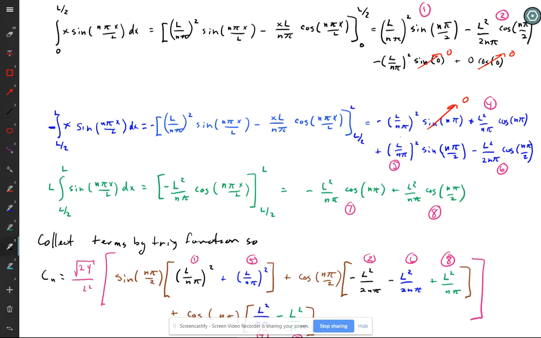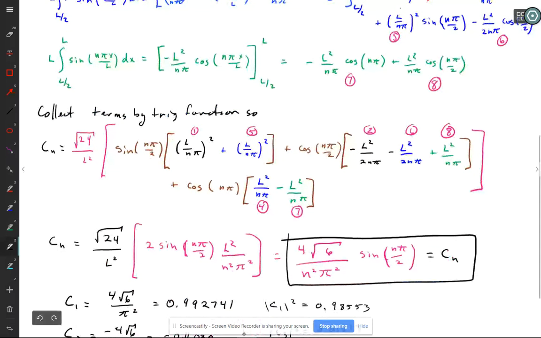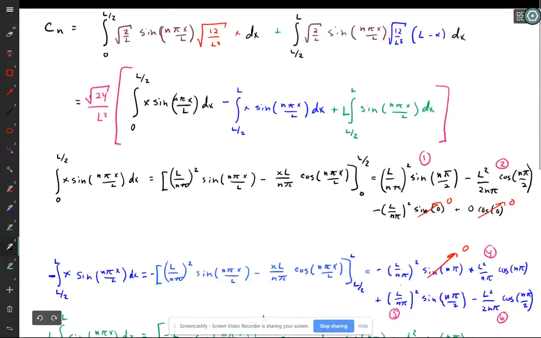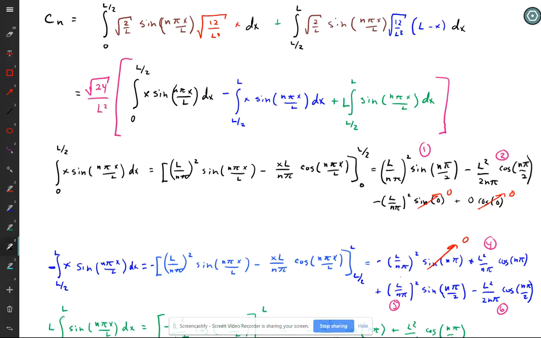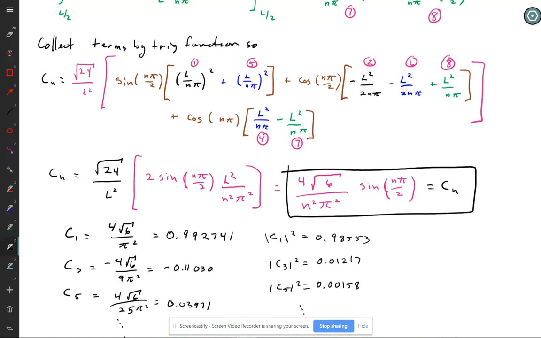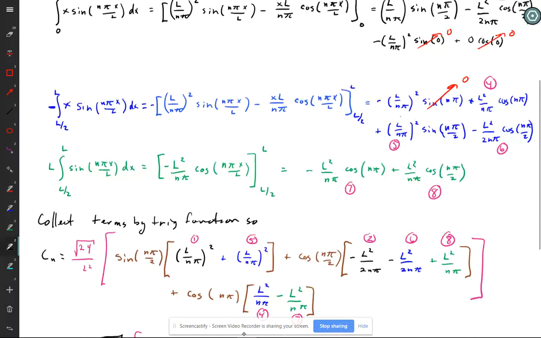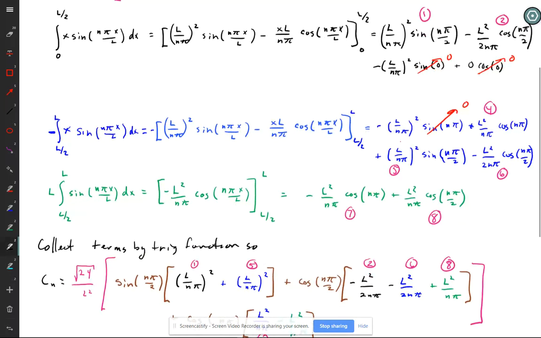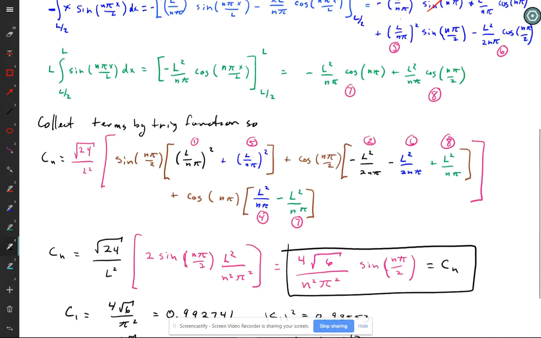And then I combine the terms. So I have my square root 25 over L squared put back. So the pink here is the pink here that I had initially. And then the stuff inside the brackets is the black, blue, and green. And so you can see from the color coding and from the numbers, putting in the terms from each of those, just collecting by trig functions. So the first one is sine of n pi over 2, the second one cosine of n pi over 2, and the third one cosine of n pi.